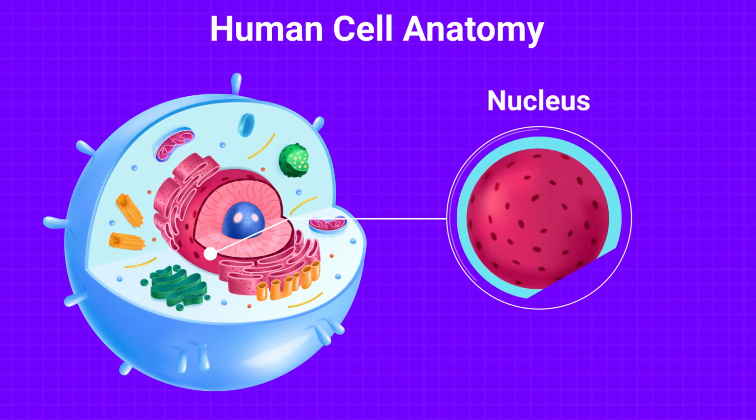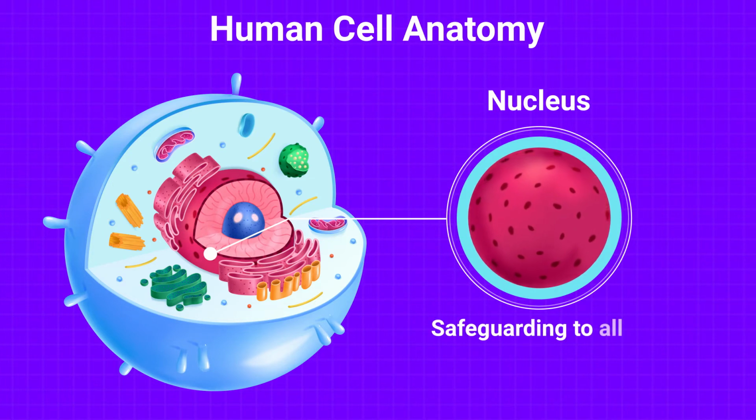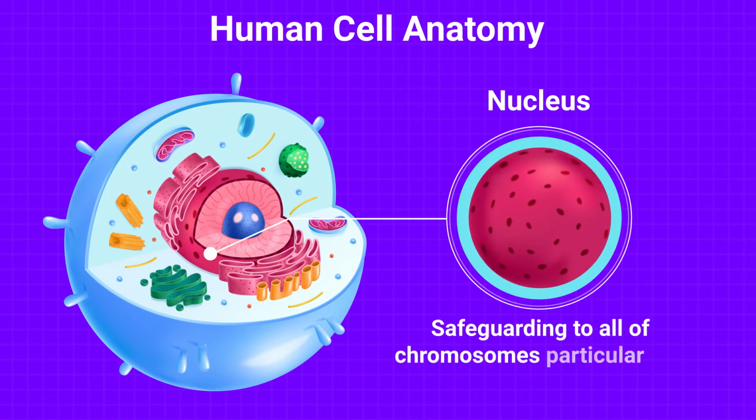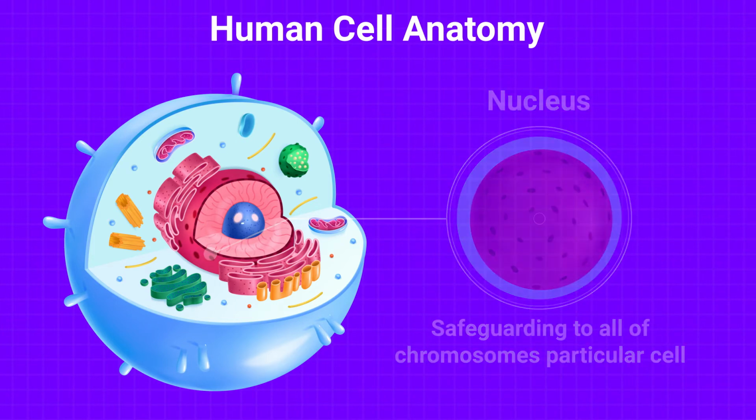Nucleus. When you examine an image of a cell, one of the components that is most evident is the nucleus. The nucleus, which is located in the center of the cell, is home to all of the chromosomes in that particular cell, which are responsible for encoding the genetic material. Therefore, safeguarding this area of the cell is very critical.